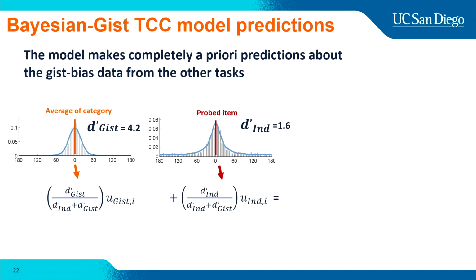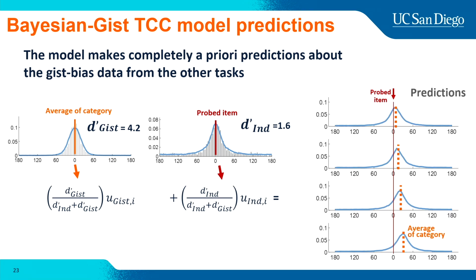Now we have our D prime estimate from test 1, which measures the individual items, and the D prime estimate from test 2, which measures the gist. These D primes are used to calculate the weights in our model, reflecting the relative contribution of individual item and gist memory. So when we have all this, we can predict the overall error distribution in the gist bias task, which is the weighted combination of item-specific and gist-level memory representations.